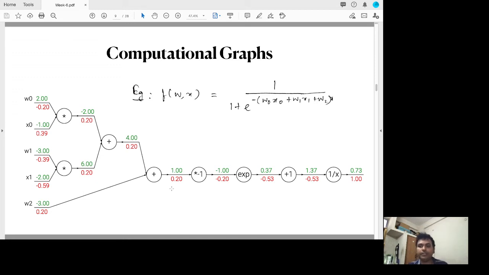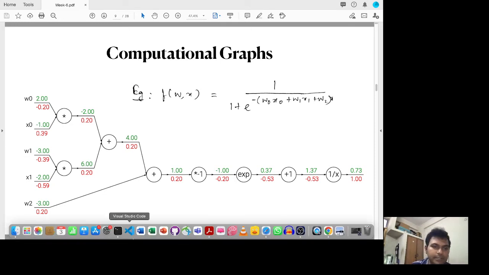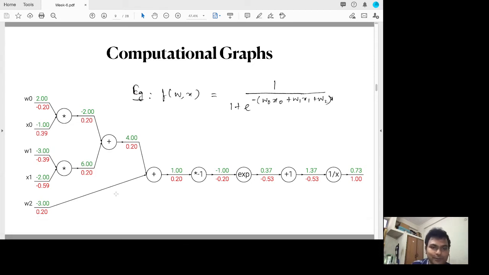Okay, so now we need to look at the numbers. The green ones are the inputs and the red ones are the gradients. The green ones are known as the forward pass. Whenever you have a neural network, let's say this is a neural network. This can be a very simple neural network, and this won't help you do anything, but still you can consider this to be a neural network.